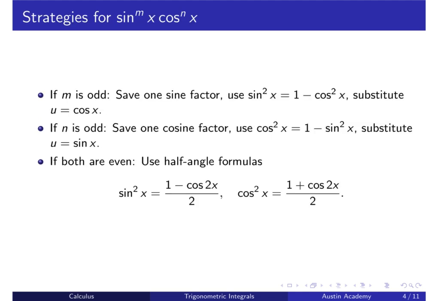Strategies for sine to the m times cosine to the n. If m is odd, save one sine factor, replace sine squared x with 1 minus cosine squared x, then use u substitution with u equals cosine x. If n is odd, save one cosine factor, replace cosine squared x with 1 minus sine squared x, then substitute u equals sine x. If both powers are even, use the half-angle formulas. Sine squared x equals 1 minus cosine of 2x over 2, and cosine squared x equals 1 plus cosine of 2x over 2.